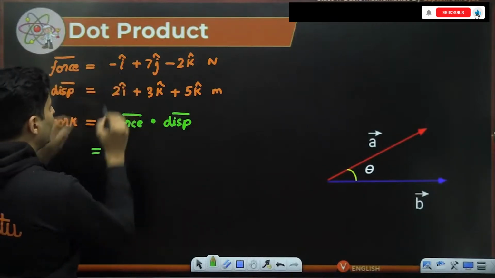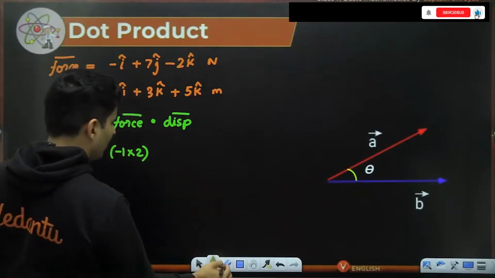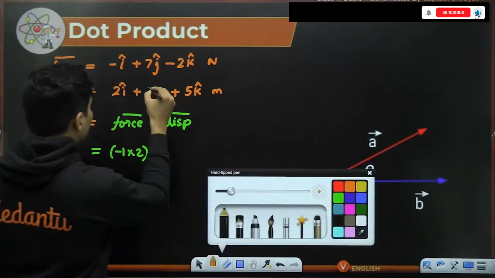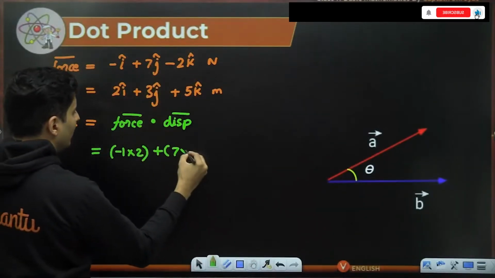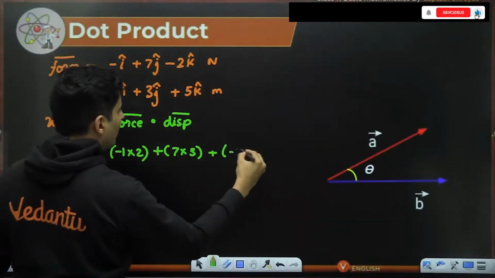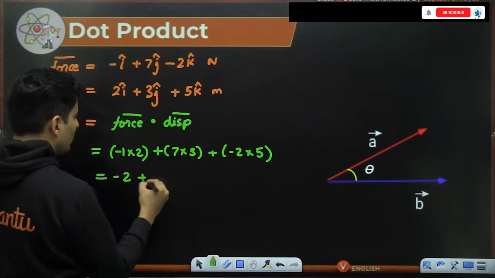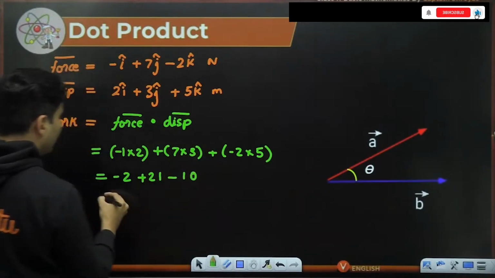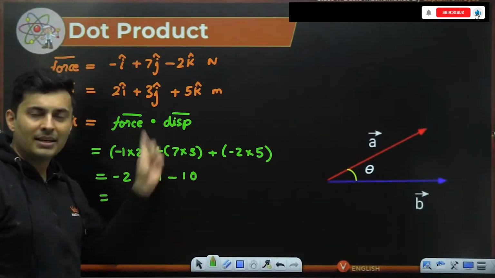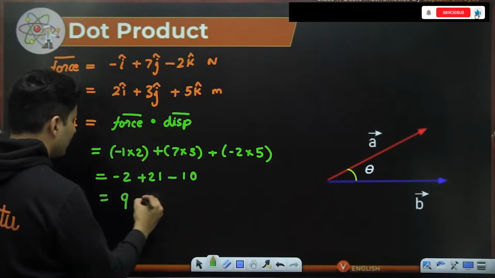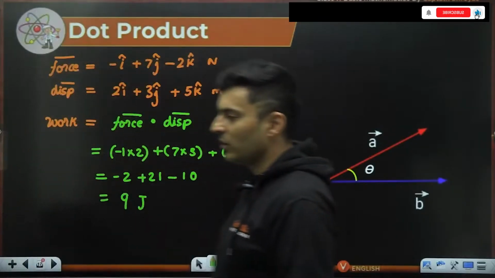What will you do? I will multiply with I, so it will be basically minus 1 multiplied by 2. J will multiply with, sorry, I wrote K cap over here, my bad. This should be 3J cap. Yeah. J will multiply with J only, so it will be nothing but 7 multiplied by 3. Lastly, you will have minus 2 multiplied by 5. Anything else cannot multiply, the answer will be 0. So this will be minus 2 plus 21 minus 10. So this will be nothing but minus 10 minus 2 is minus 12. So 21 minus 12, that's going to be 9. So 9 joules is the answer. Got it? Very good. Many of you understood.